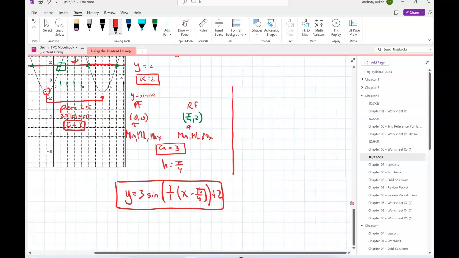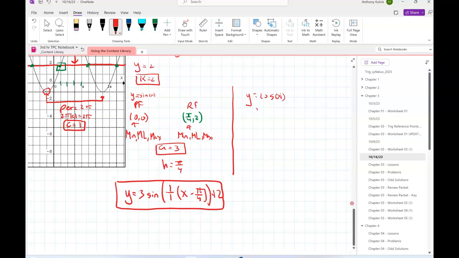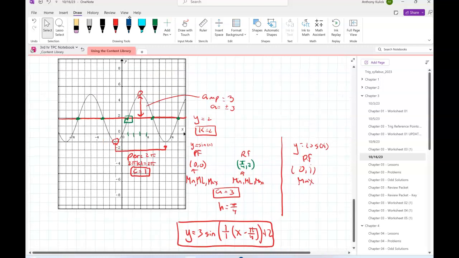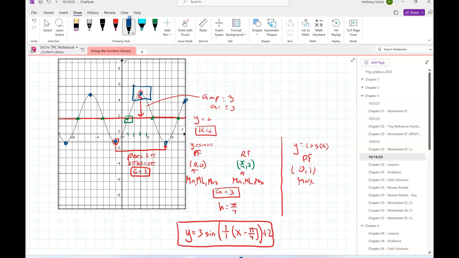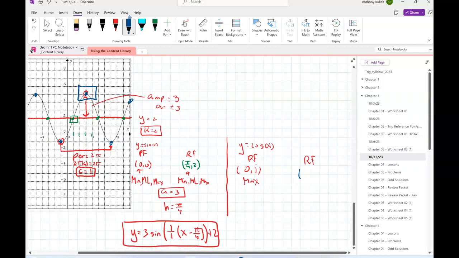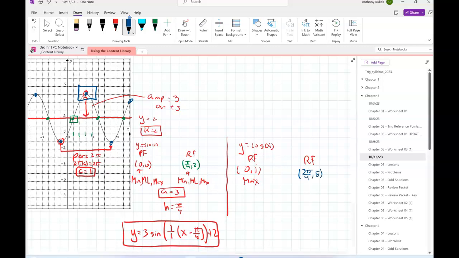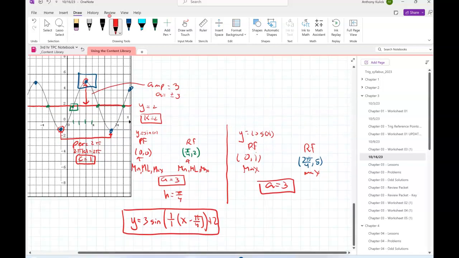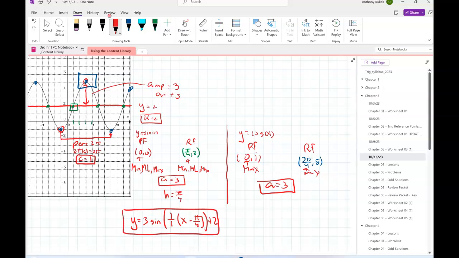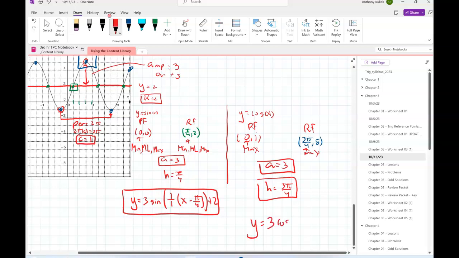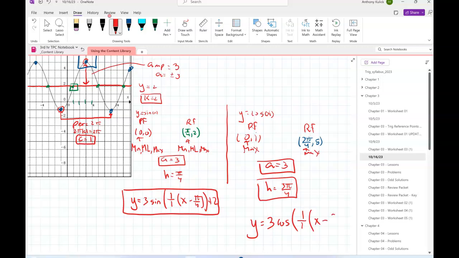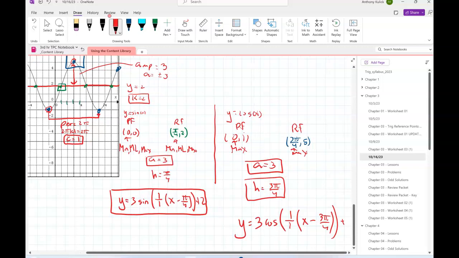If I did this as a cosine function, the point I pick for my parent function is (0, 1), which is a maximum. So in my resultant function, I'm going to pick any extreme point. I have lots of them to choose from. Say for the sake of argument, I pick this one. That's the point (3 pi over 4, 5). That is also a maximum. Because we're going max to max, that tells me that the A is 3. And the x coordinate is 3 pi over 4, so that should be my h. So another answer might be 3 cosine of (1 over c)(x minus h) plus k. So that could be another answer.